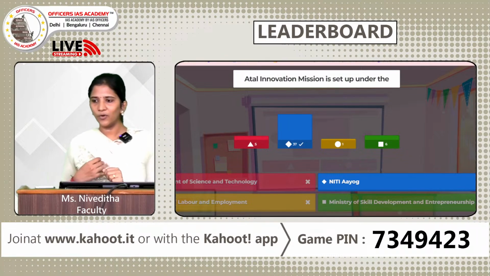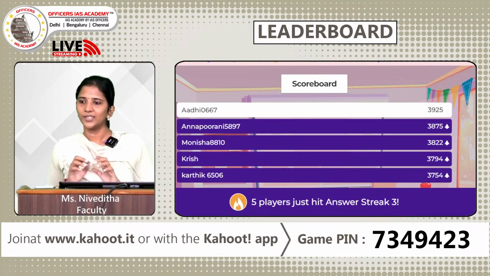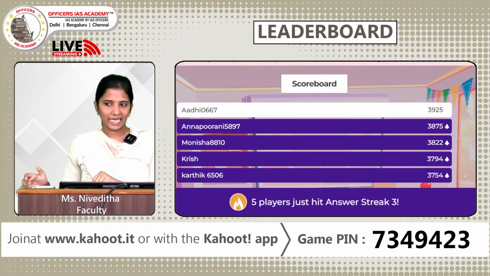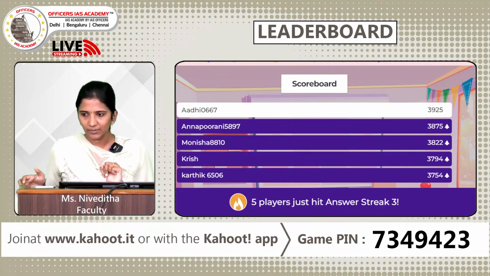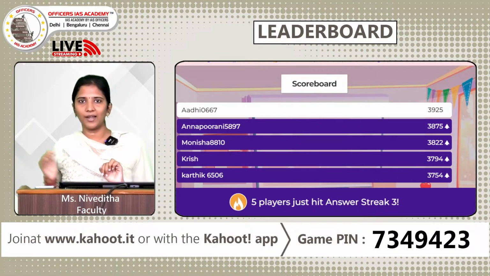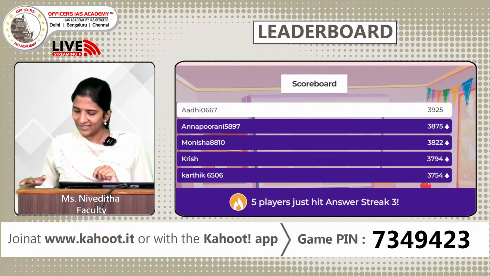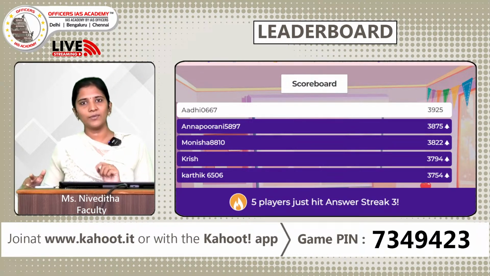Fine, let's see the leaderboard. Cool. First is Adi, second is Annapurani, third is Monisha, fourth is Krish, and fifth is Karthik. Annapurani is slowly, ladder by ladder, climbing up. Good Annapurani. Of course, good Adi. Let's get into the next question.